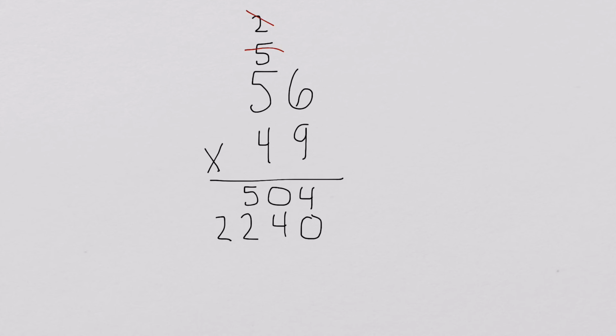So we get 504 plus 2,240, and when we add it, our final product is 2,744.